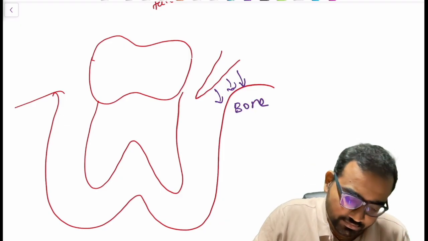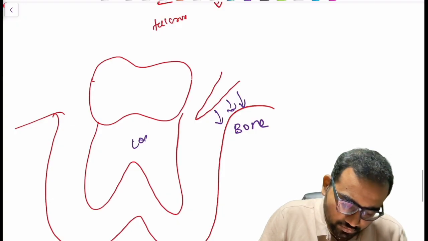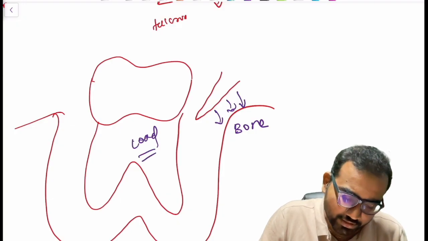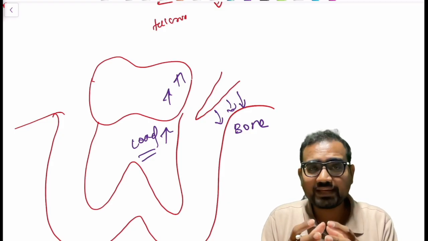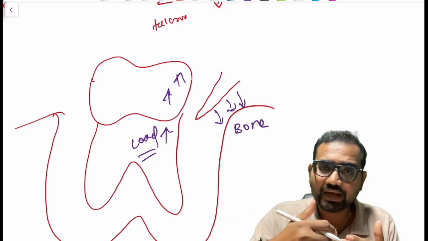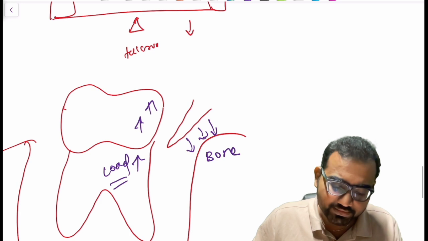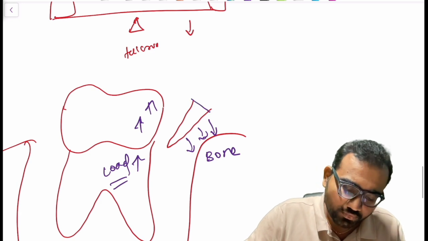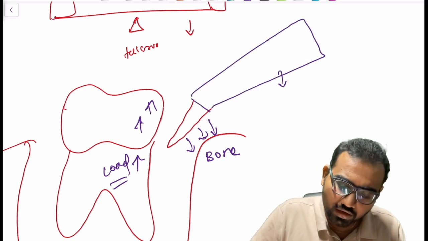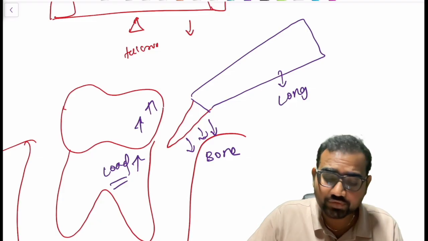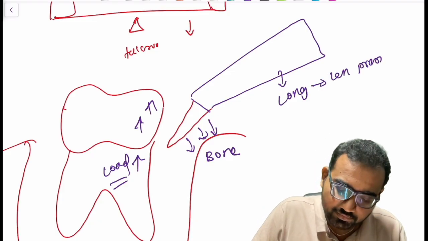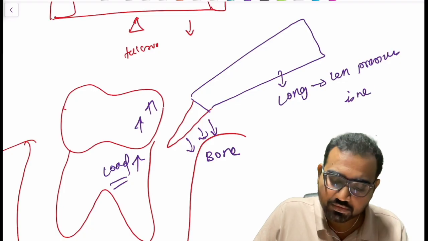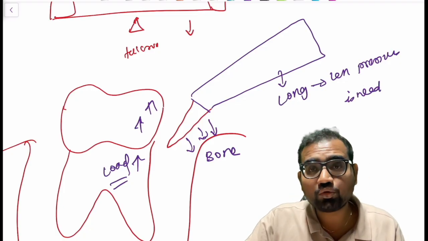And this is the load. So this is the one that I should remove. So I'm placing an elevator between the tooth root and the bone. And this elevator, if the handle of the elevator is long, then less pressure is needed. If the handle of the instrument is short, then more pressure is needed.